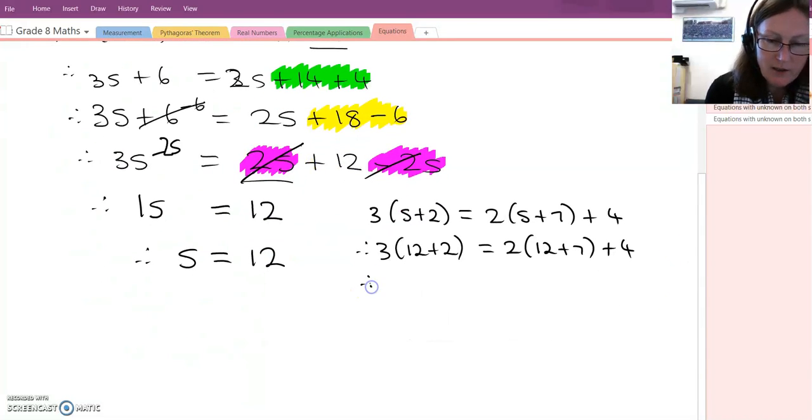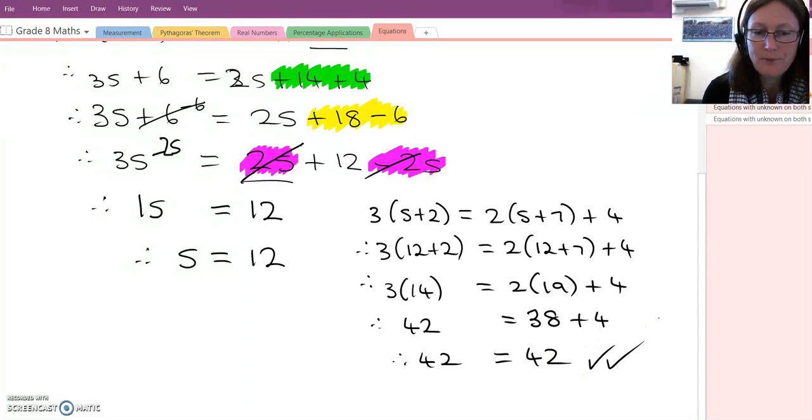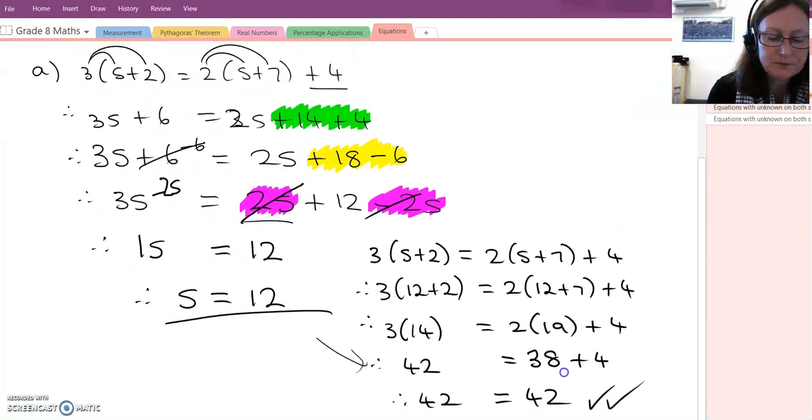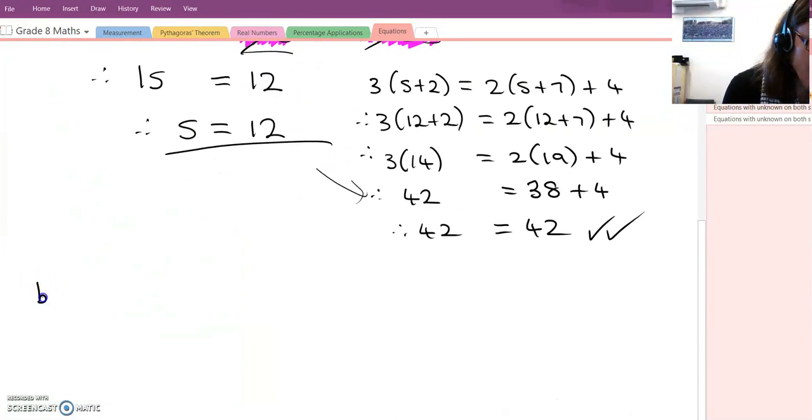Let's look at my left-hand side. 12 plus 2 is 14. My right-hand side, 12 plus 7 is 19. 3 lots of 14 are 42. 2 lots of 19 are 38. And then I have to add 4. So 42 equals 42. Yes, 42 does equal 42. So our solution of S equals 12 makes the equation balance. So we are correct. Okay, our second worked example, of which I'll rewrite.